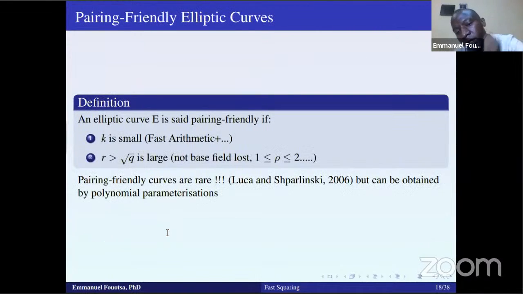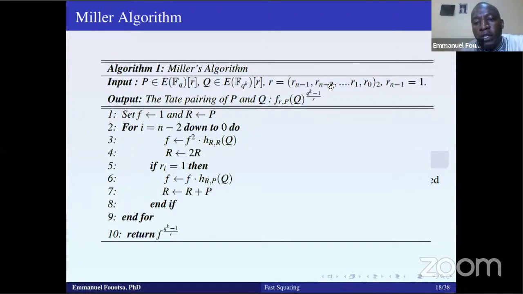So, for pairings in cryptography, we would like to have elliptic curves that are suitable for the computation of pairings. Those curves are called pairing-friendly elliptic curves. For a curve to be suitable for pairing computation, we would like K to be small because, as you see here, for this operation to be faster, we would like K to be small so that we will not perform too many operations.